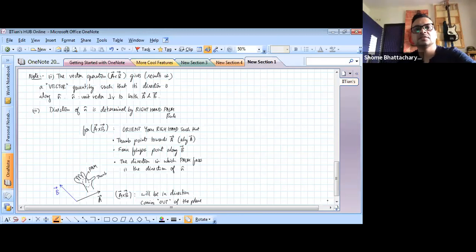Yes, that is correct. There are only two possible directions for a given plane. One is coming out of the plane, the other is going into the plane. How we decide whether it is coming out or going in is as per the right hand palm rule.